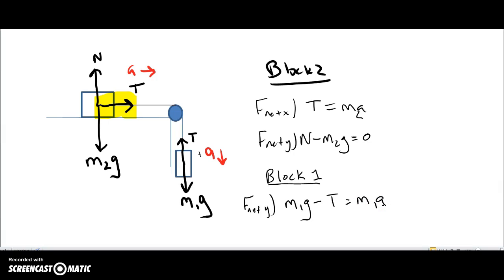If you want to stay with calling up positive, your equation would look like this. T minus M1G equals, and this is the important part right here, negative M1A. Because we know it's accelerating down, since we called gravity down for that equation. They're both the same equation, just rearranged a little bit.